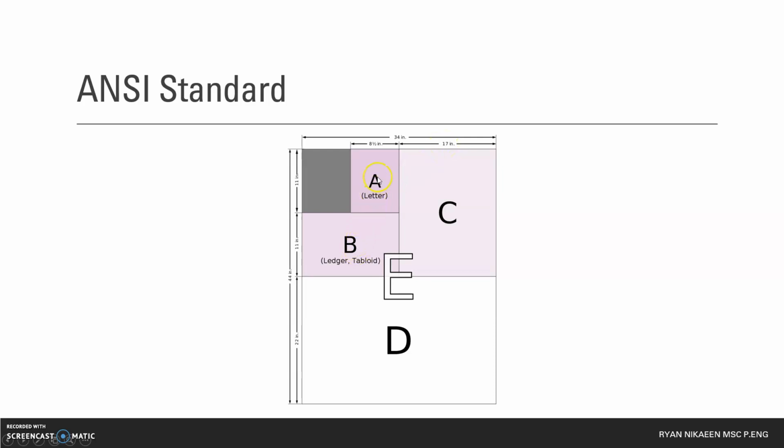Half of B we call A, and the size of A is 8.5 by 11. So another name for A is letter size. The papers that we use in North America, usually they are either A or B. They are letter size or tabloid. Another secret: if you hold two A sizes side by side, they're going to make a B size sheet, or tabloid sheet.